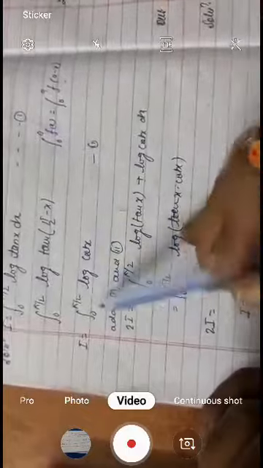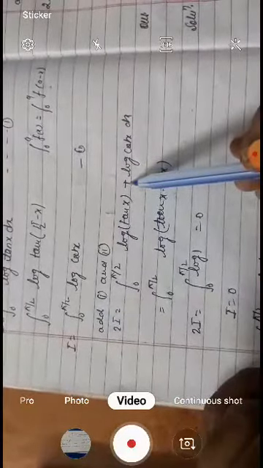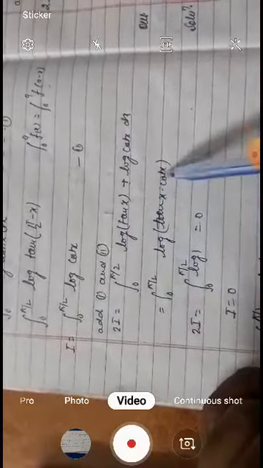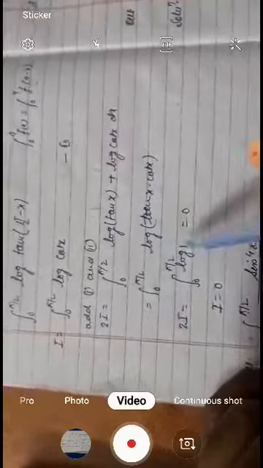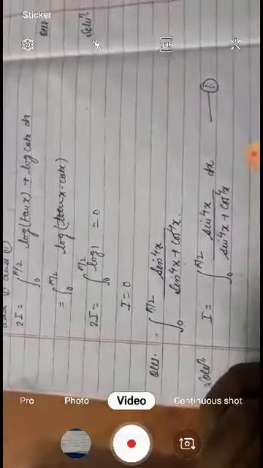Add 1 and 2, पहले और दूसरे इक्वेशन को हम जोड़ देंगे, then we get the plus sign, then we multiply and get 1, then log 1. The value of log 1 is equal to 0 and I is equal to 0. Is it okay to everyone?